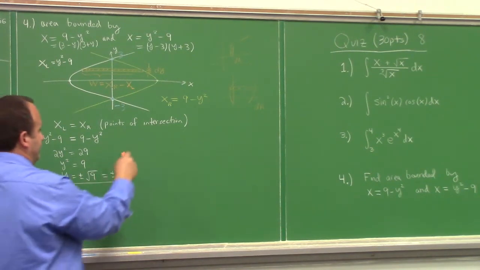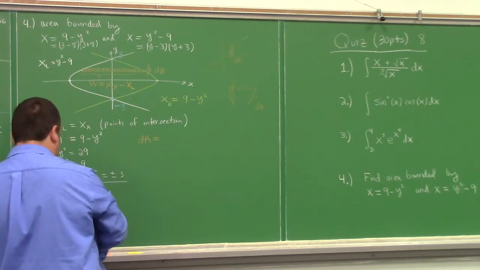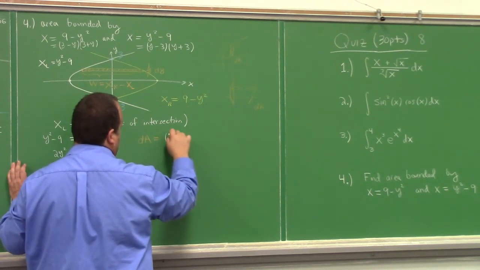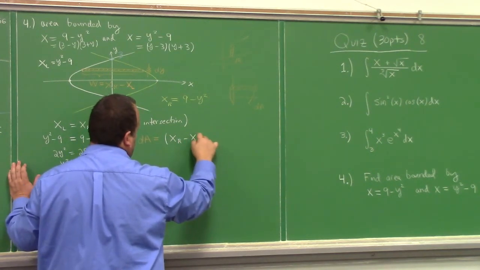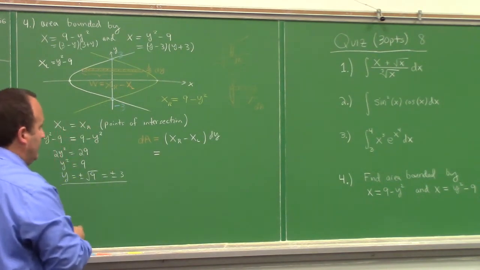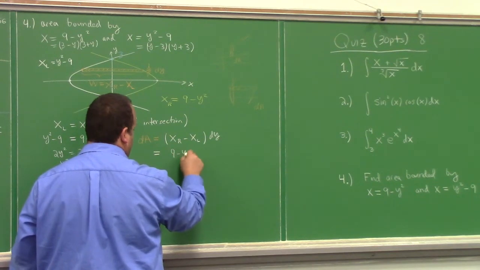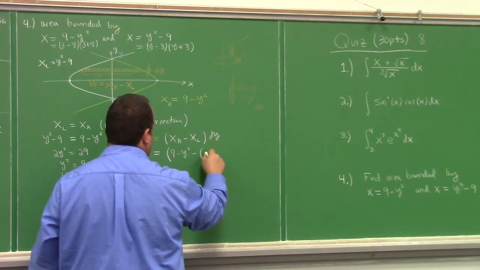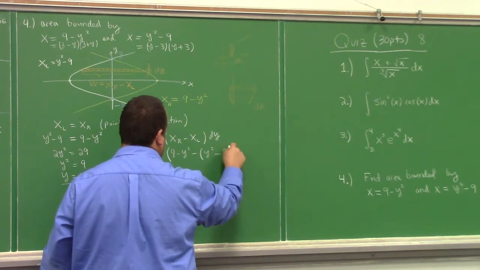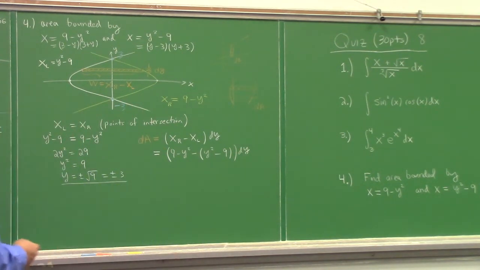So dA is what? Well, just like I said, xr minus xl times dy. And so that is 9 minus y squared minus parentheses y squared minus 9, right? Which is, in fact, 18 minus 2y squared, right?